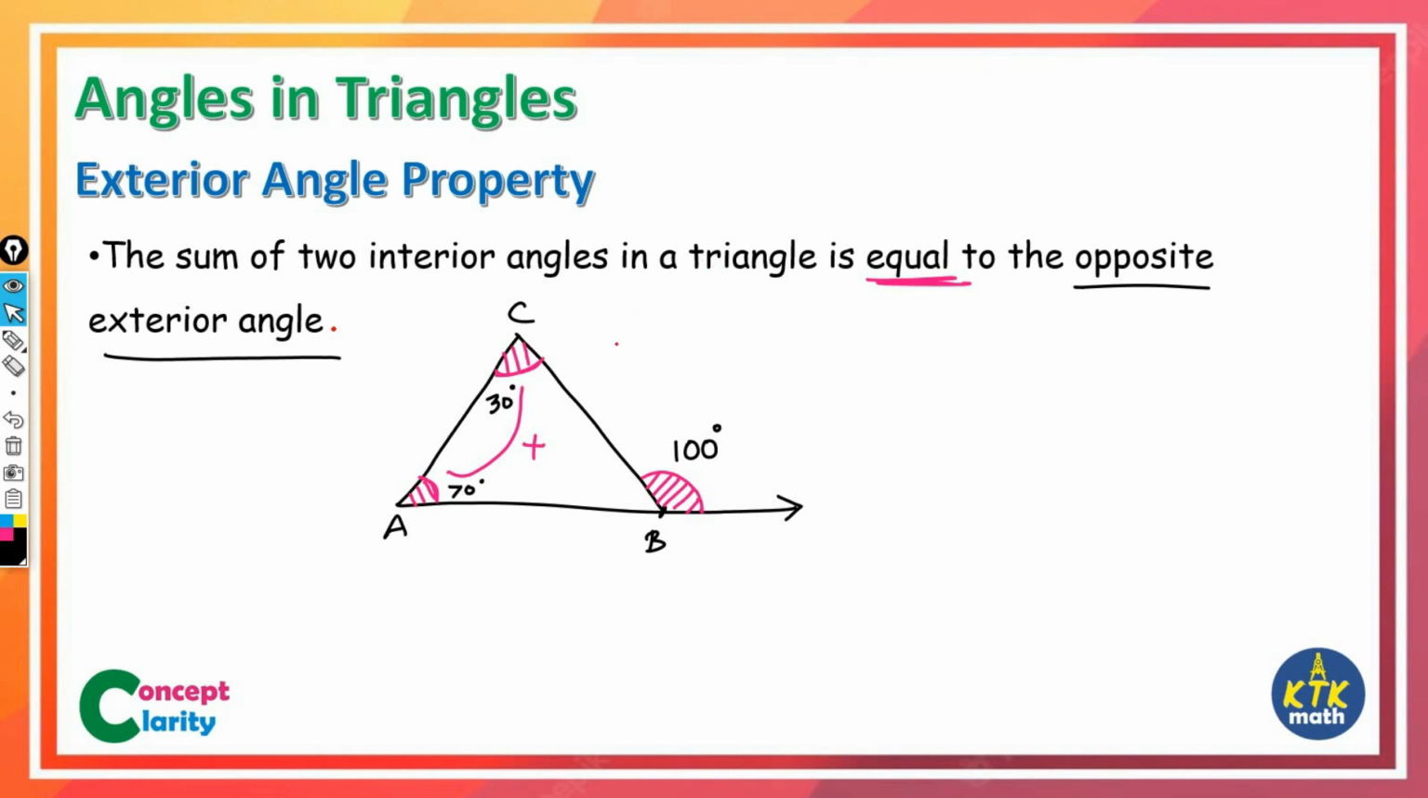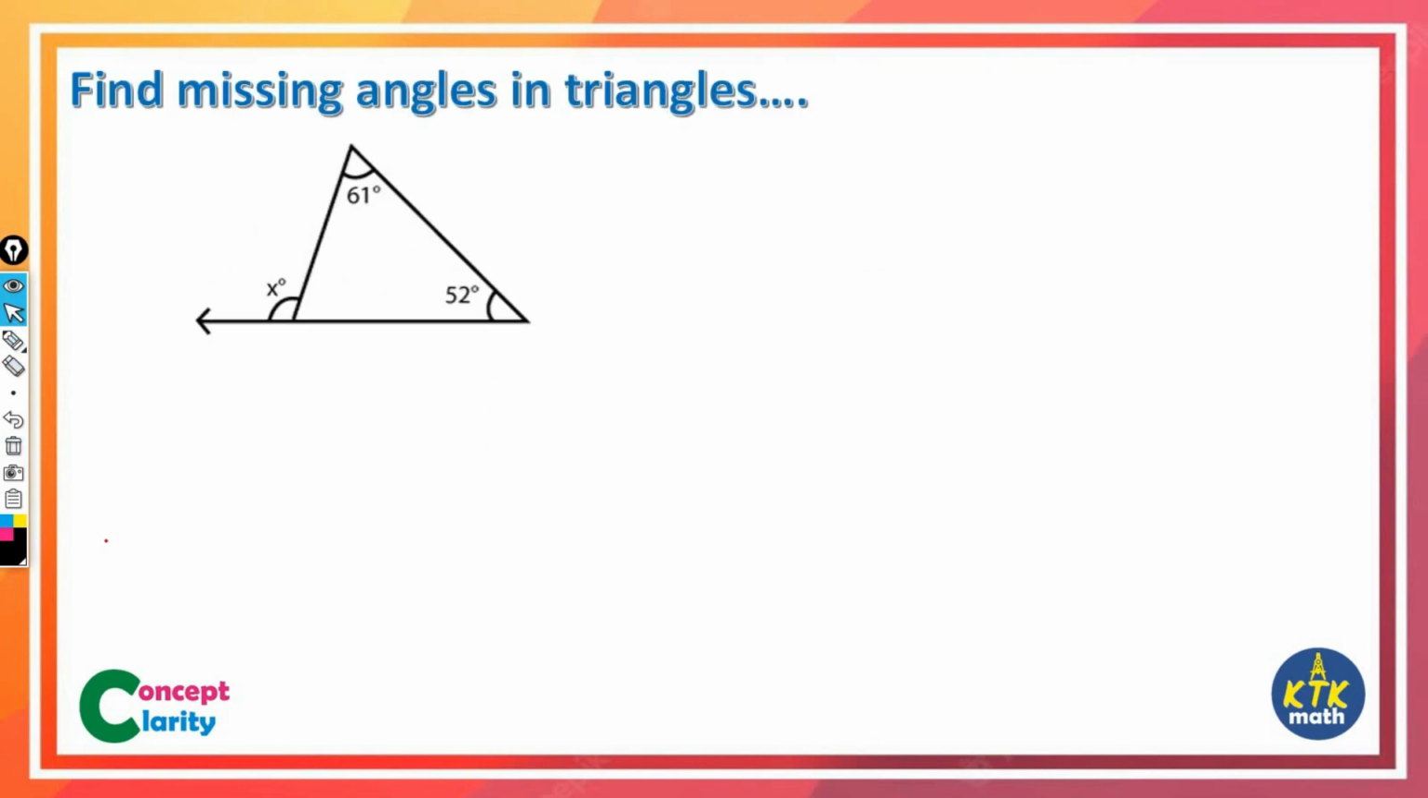So let's get into problem solving now. Now check out this one. This question is based on the exterior angle property. Just observe the diagram. Two angles are given inside whereas one angle is given outside. We have just learned that the sum of two interior angles is equal to the exterior angle. So simply you can write x is equal to 52 plus 61. That's it. It's very simple, right? That's all, your answer within two lines.